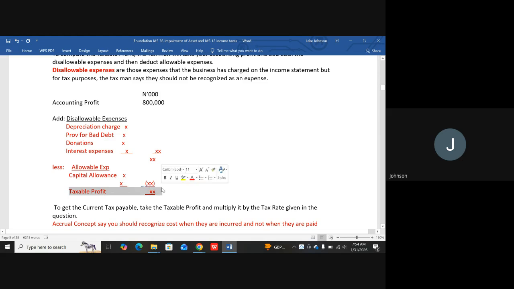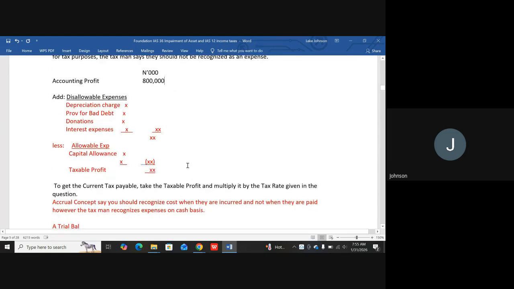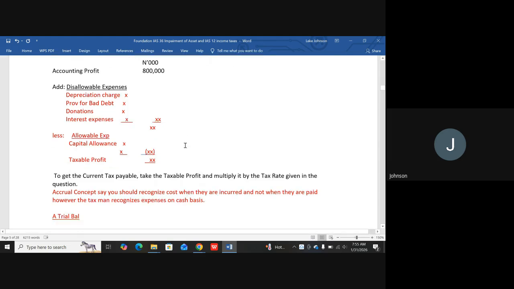It's on this taxable profit that the taxman will multiply by the tax rate, and then they get the actual tax that you ought to have paid. Moreover, you would have done your calculation based on your accounting profit. Then there could be a difference between what you got as tax that you are going to pay and what the taxman actually says you ought to pay. That gives rise to what we call temporary difference.